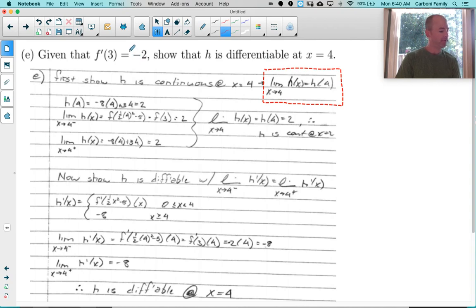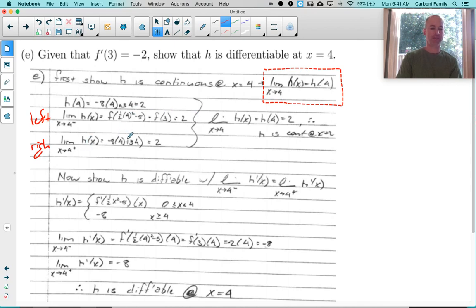Now, if you look at the function for h, it was a piecewise function. I wish I'd written it down here. But the function for h was a piecewise function. So to do the limit, you have to consider the left and the right sides separately. The left was f of 1/2 x squared minus 5. So I'll plug in 4. When you plug in 4, you get f of 3, and f of 3 is 2.